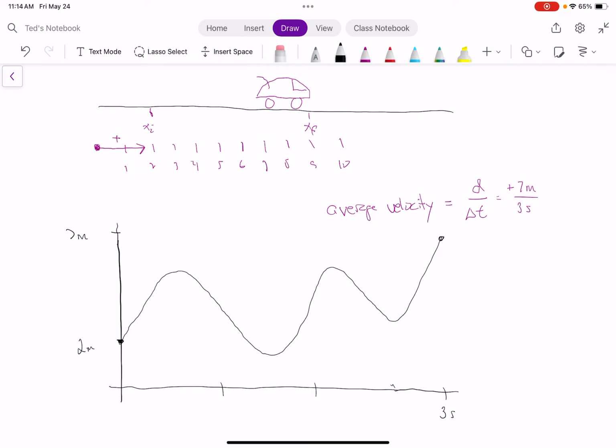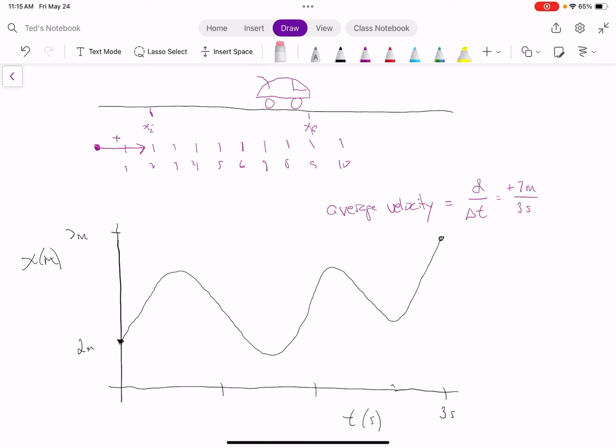And so if I were to graph the position of the object in meters as a function of the time in seconds, we might get a graph that looked like this. And when we find the average velocity, what we're doing is we're finding the displacement, which is the final position minus the initial position, divided by the change in time, which is the final time minus the initial time.